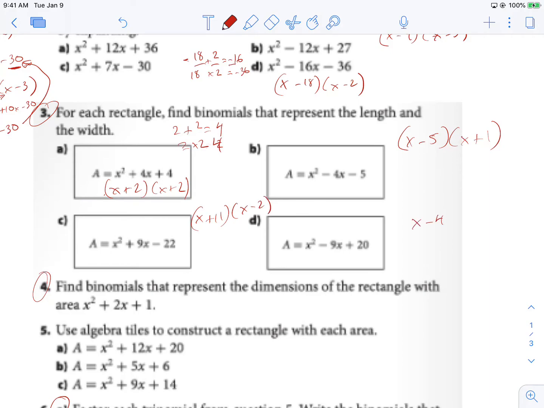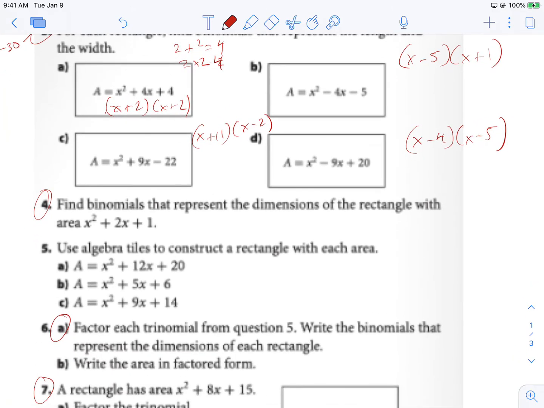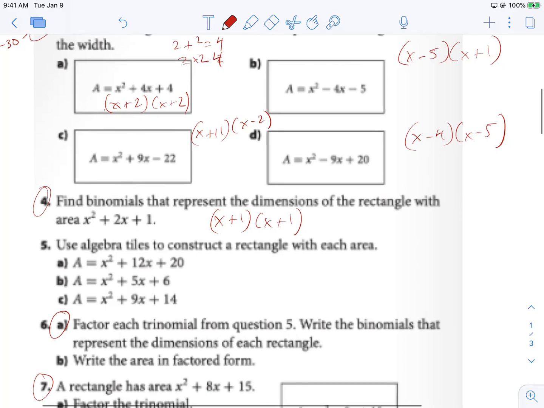We would have x minus 4, x minus 5. Okay. And this one would be x plus 1 and x plus 1. This is a lot of that. The tricky part here is finding out which numbers are going to be your magic numbers. Once you do a couple, you get a lot faster and you start to realize some patterns. But that's what this comes down to. Okay?